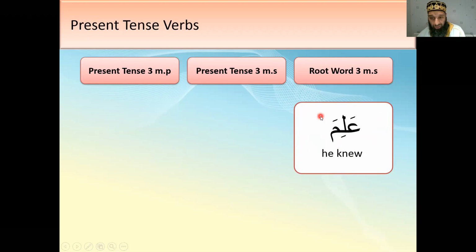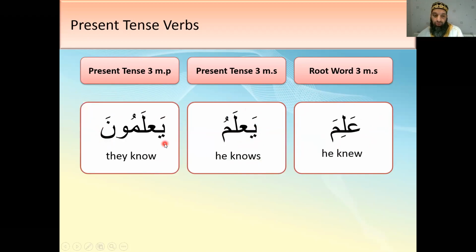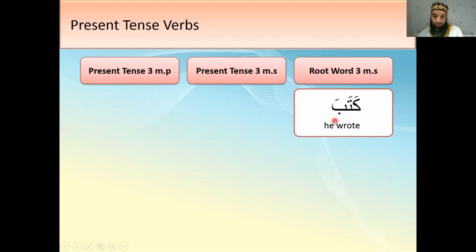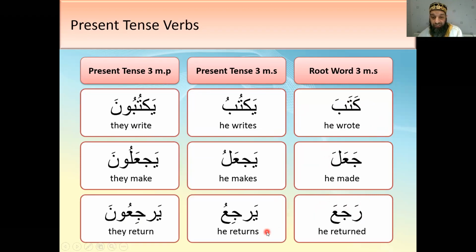Alima, to know, he knew. Ya'lamu, he knows. Stick a ya on, it makes it into present tense. And ya'lamuna, they all know. Another one is raja'a. Raja'a means he returned. So to say he returns, yarji'u, he returns. You stick a ya on, it makes it present tense. And then you stick the una at the end, and it makes it into plural, present tense. So they all return.